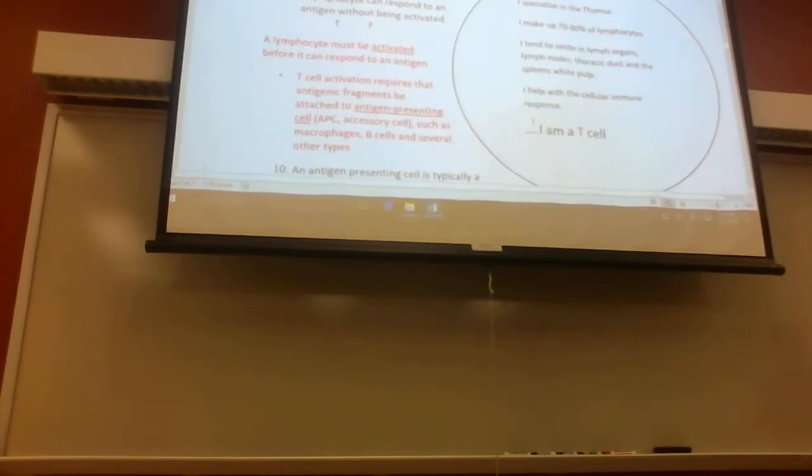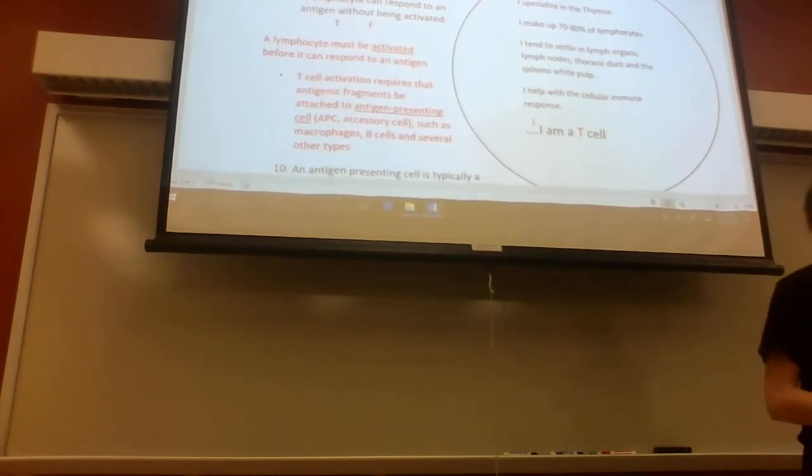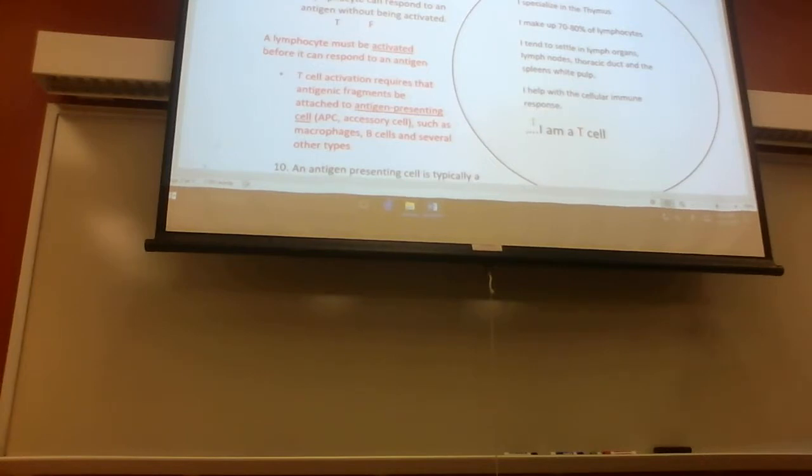So we're going to start with the cellular mediated immune response. In the circle, this is a T cell. These are some little facts. They specialize in the thymus and make up 70 to 80% of lymphocytes, so the majority of your lymphocytes are going to be T cells. They settle in lymphatic organs, lymph nodes, thoracic ducts, the spleen, and the spleen's white pulp. So that's the rundown of what your T cells do, and you have 3 categories that we're going to go through.